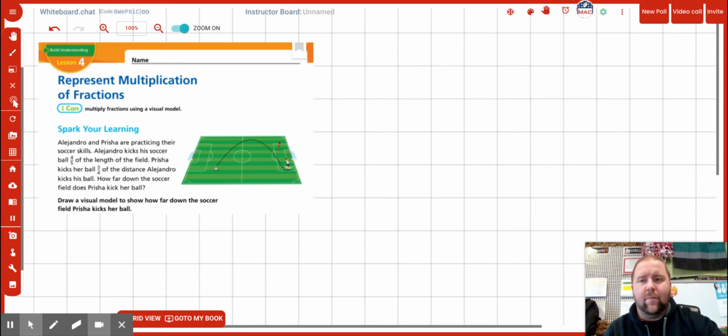Mac. Today we're working on Module 8, Lesson 4, which is representing multiplication of fractions. We did something like this when we were doing some decimal multiplication for representing, so it should be very similar to that. So if you remember what we did there, then you'll be pretty in good shape.